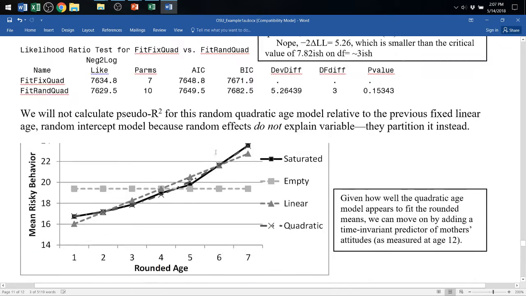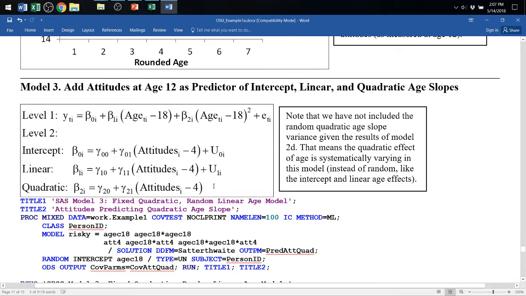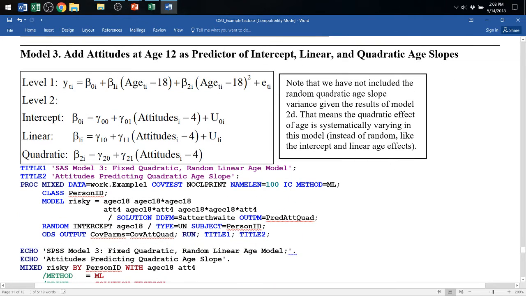It's not here. We just tested it and found we don't need it. So to me, you are justified in leaving it out and still testing whether the effect of attitudes moderates this quadratic term, and the residual is what it would reduce in this case. If this were to be significant, the way that I would talk about it is with the phrase systematically varying.